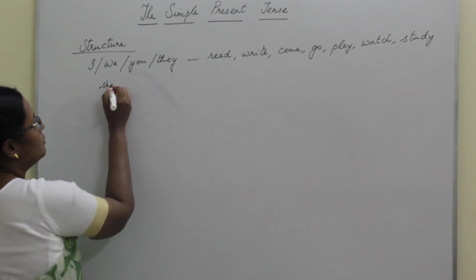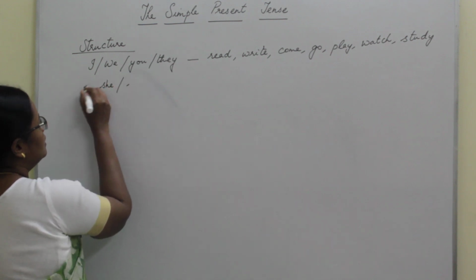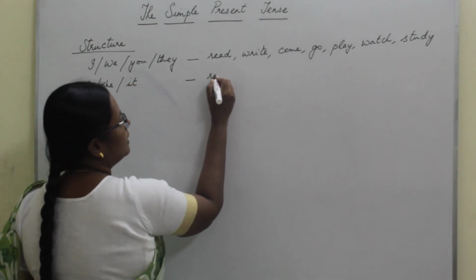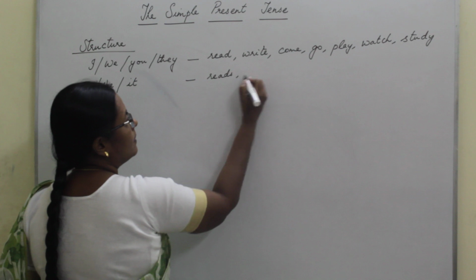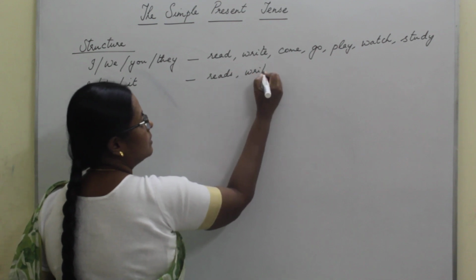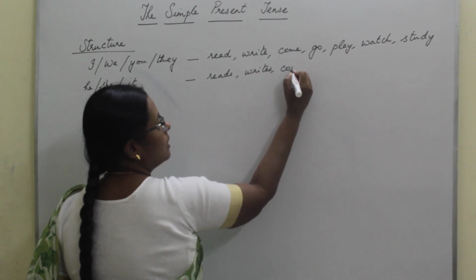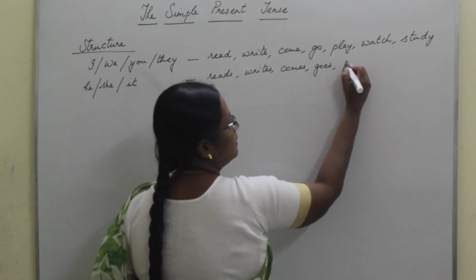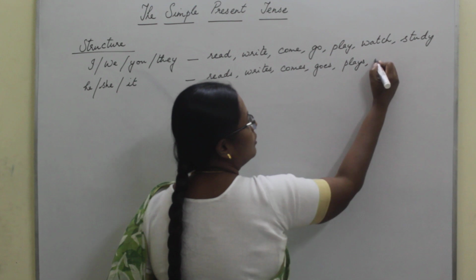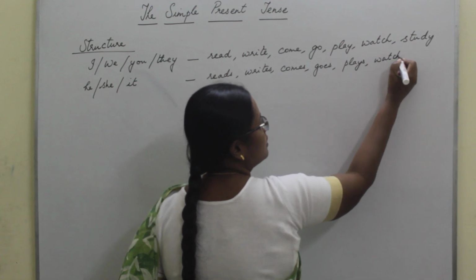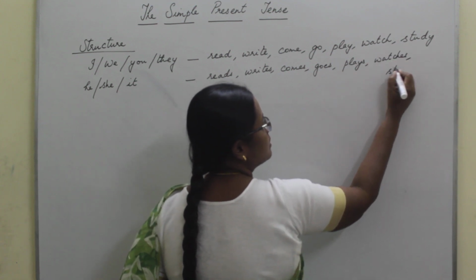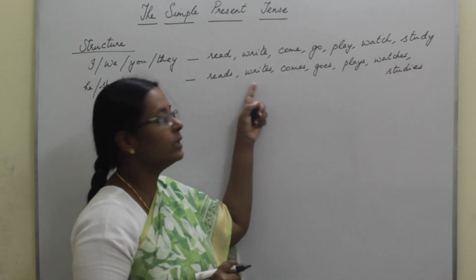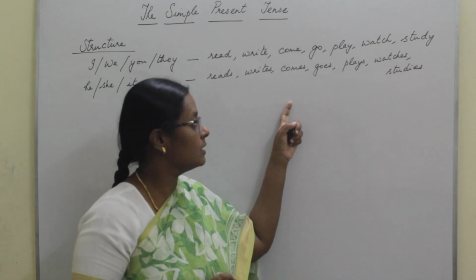And for the subject pronouns he, she and it, we add an S to the verb. It reads, writes, comes, goes, plays, watches, studies. Now you see, for some verbs, we have just added an S.